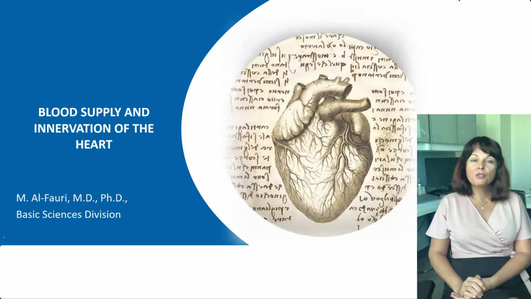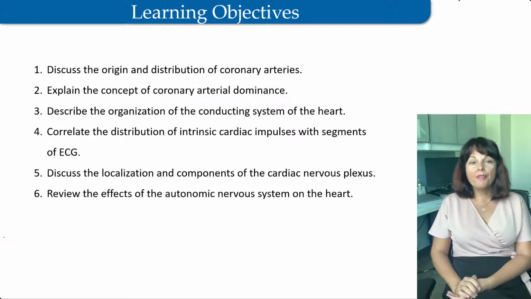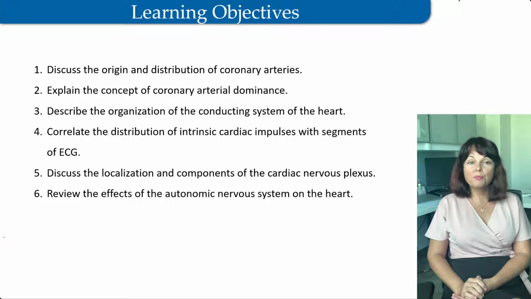Hi, today I'm going to talk about the innervation and blood supply of the heart. We'll discuss the origin and distribution of the coronary arteries, the concept of the arterial dominance. We'll look at the localization and distribution of the components of the conducting system of the heart, and we'll talk a little bit about the composition of the extrinsic cardiac plexuses.